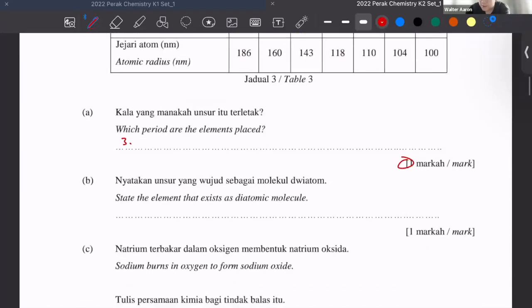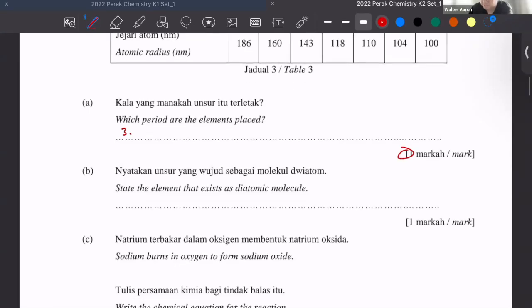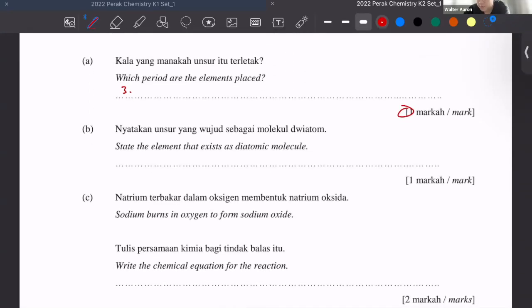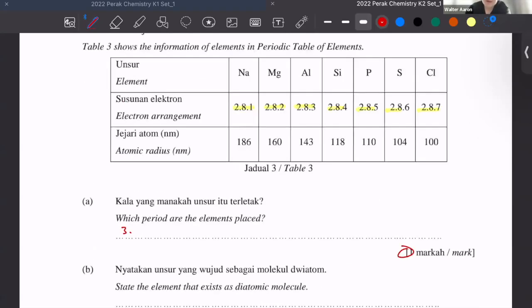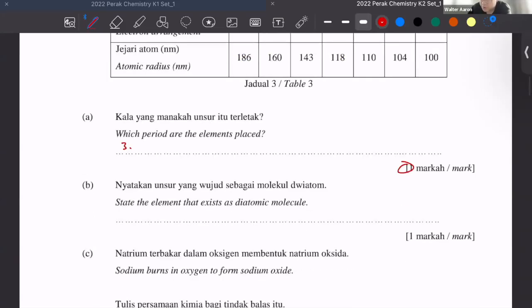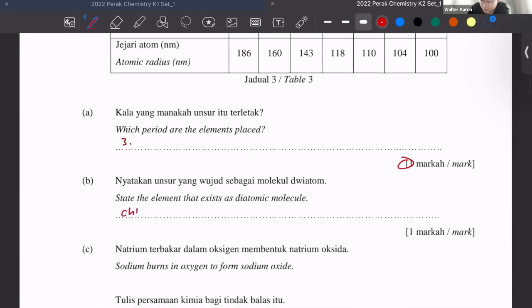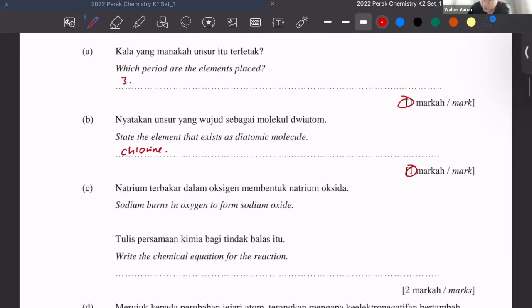For B, state the element that exists as a diatomic molecule. So diatomic molecule here will be very simple. Most of the time, group 17 elements, which is the one over here, group 17 is chlorine, they exist as diatomic molecules lah. So like chlorine, fluorine, bromine, iodine, they're all diatomic molecules. So you can put here chlorine. So that gives you 1 mark as well.